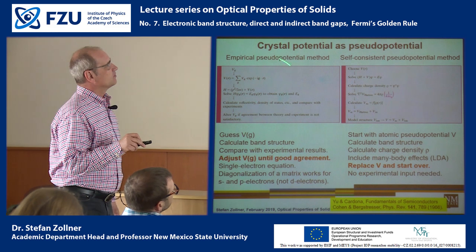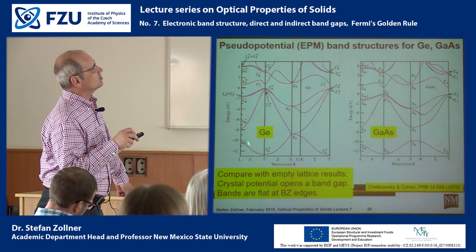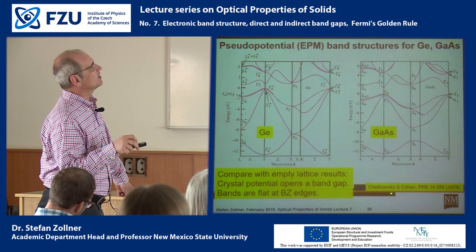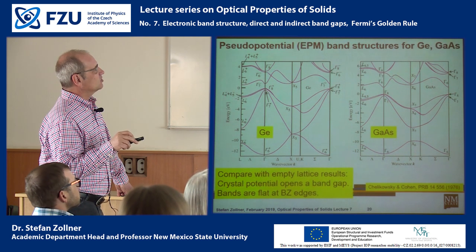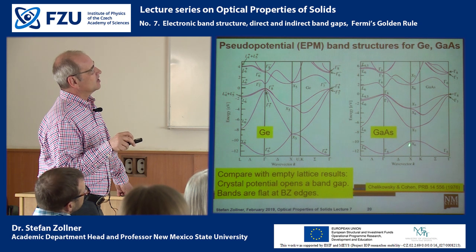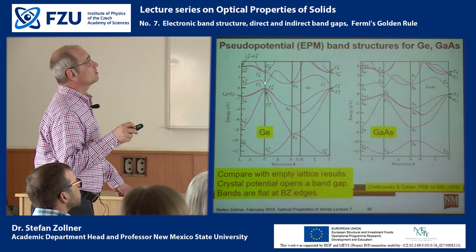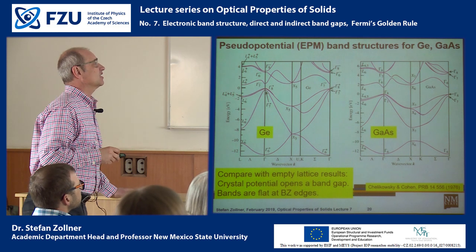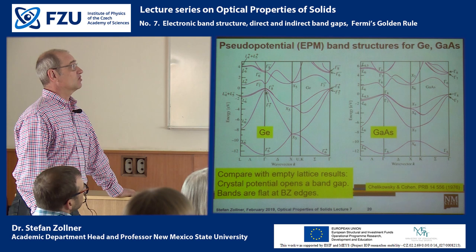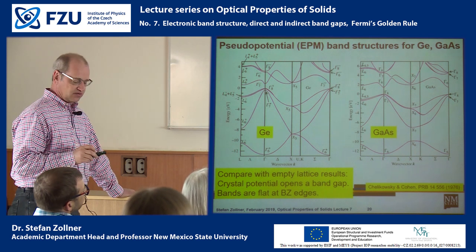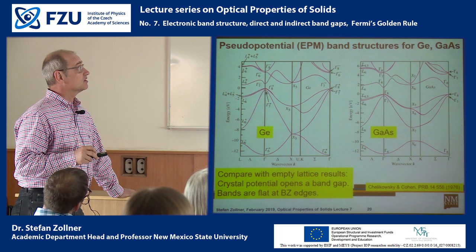So, using this empirical pseudo-potential method, we can calculate the band structures, and here again I'm showing you germanium and gallium arsenide calculated by Chelikowski and Cohen. So what we see here is that there's definitely gaps at the boundaries of the Brillouin zone. There are splittings. The crystal potential opens up a band gap for germanium and for gallium arsenide. And we also see that the bands are flat. The slope of the bands is zero at the edges of the Brillouin zone. This is exactly what we would have expected from the perturbation with a small crystal potential.